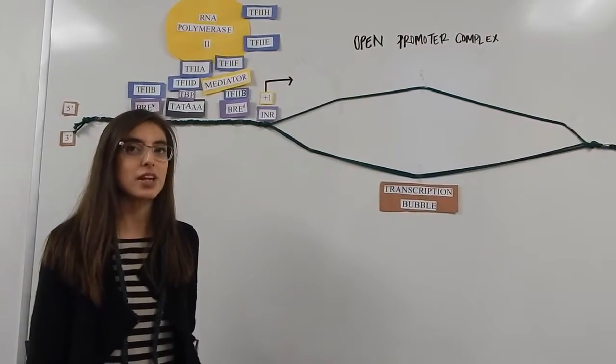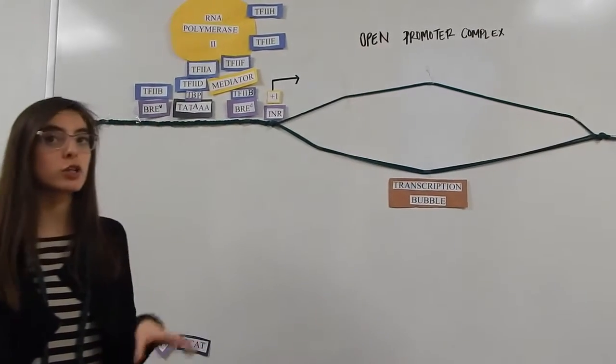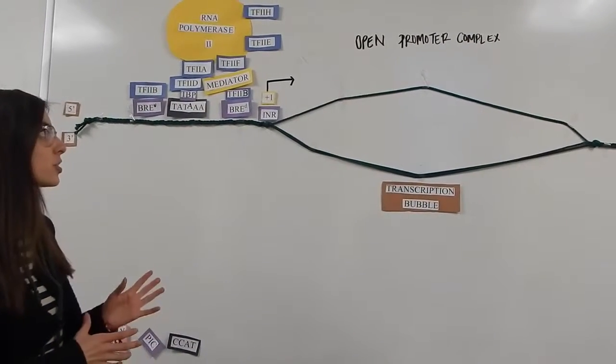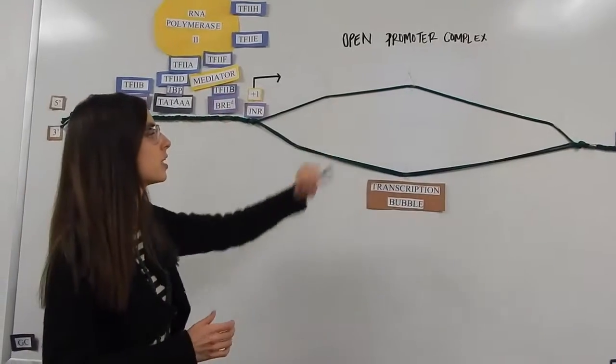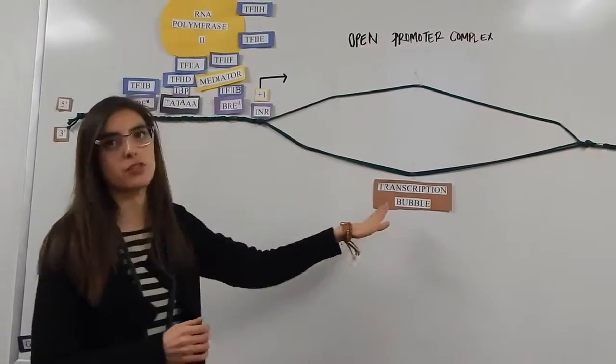So once TFIIH and TFIIE are bound to the closed promoter complex, this complex transitions to an open promoter complex, and then the transcription bubble is formed.